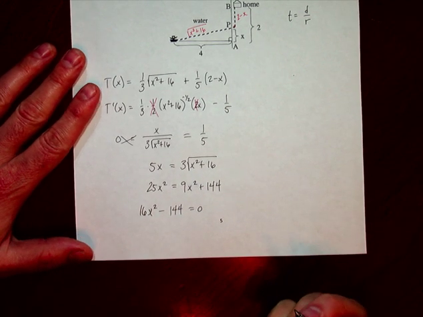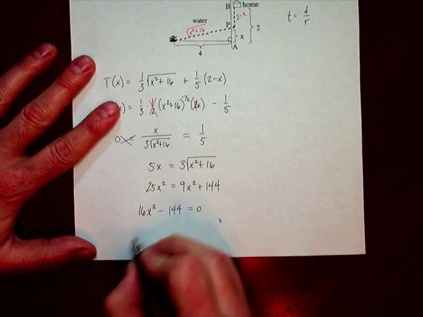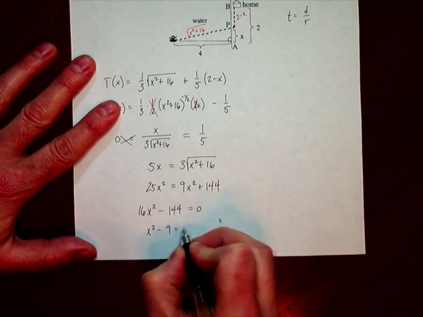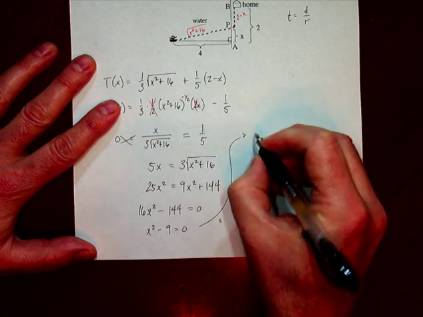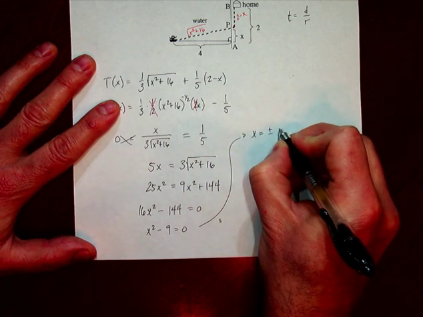Well, 16 is a factor of 144. It goes in 9 times. So it's x squared minus 9 is equal to 0. So my critical values are x equal to positive or negative 3.